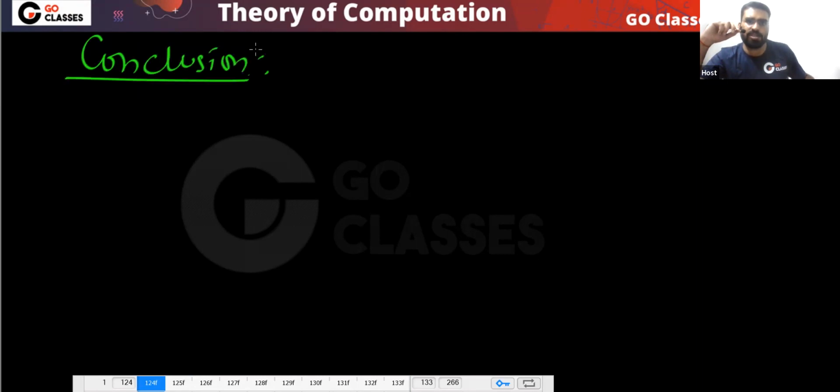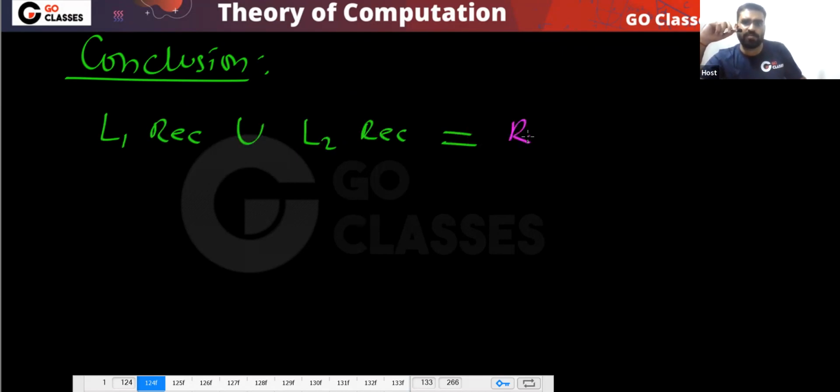So this is the conclusion. What is the conclusion? The conclusion is this: if L1 is recursive and L2 is recursive, then the union also will be recursive. So recursive union recursive will be recursive.